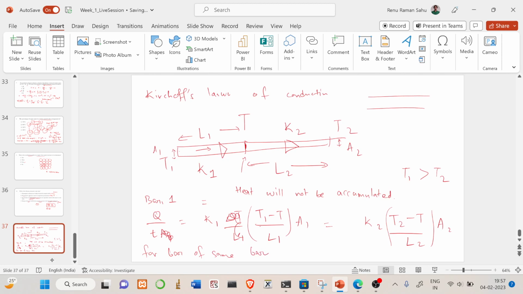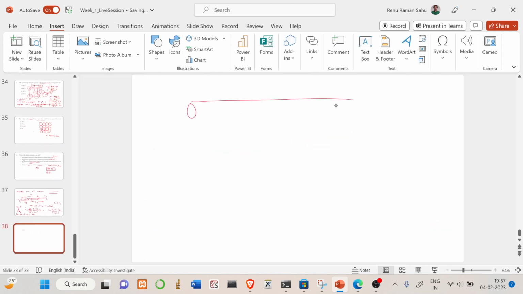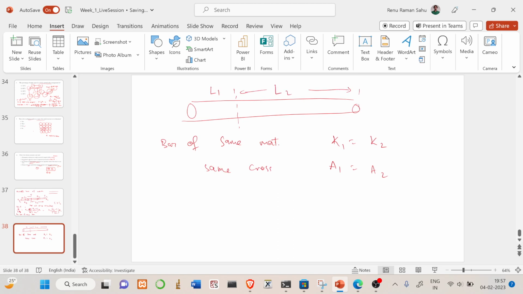Let us go to this question. If you have this bar of the same material, then K1 will be equal to K2, A1 will be A2, and the cross section is the same. You are asked to find the temperature somewhere around here, at L1 and L2. L1 need not be equal to L2. The total length is L, and you find the point at a fraction 0.2 from end 1. Then what do you have to do?